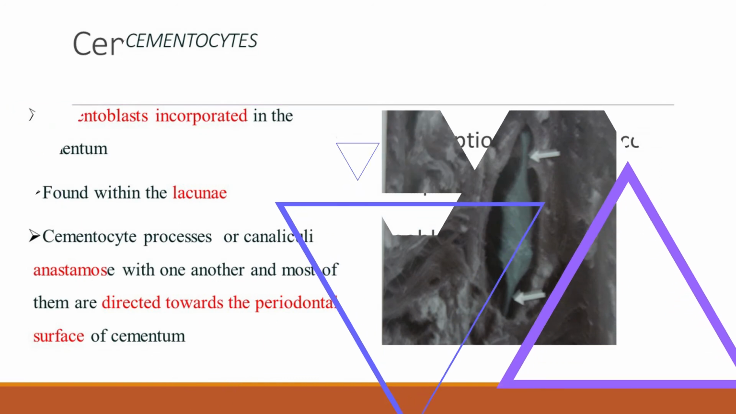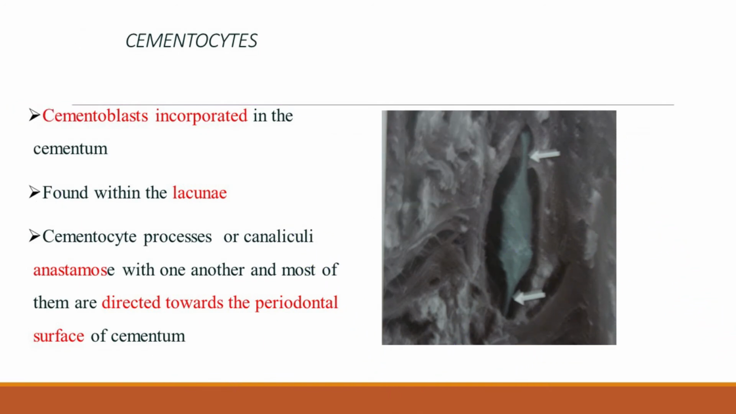The next cell is the cementocyte. They are the cementoblasts which get incorporated into the cementum. They are called cementocytes. They are found within the lacunae, and the lacunae have a lot of canaliculi which anastomose with one another, and the canaliculi are directed towards the periodontal surface of the cementum.